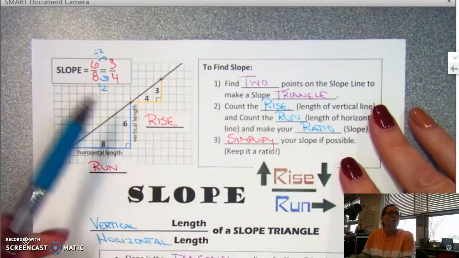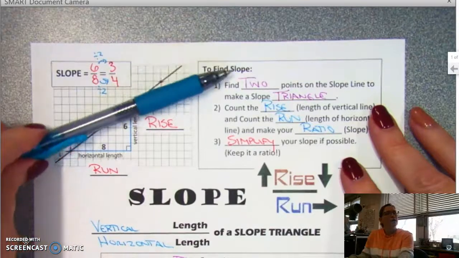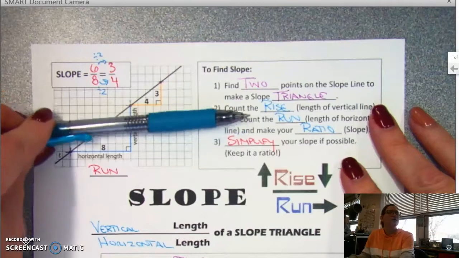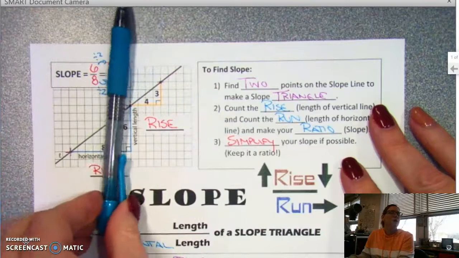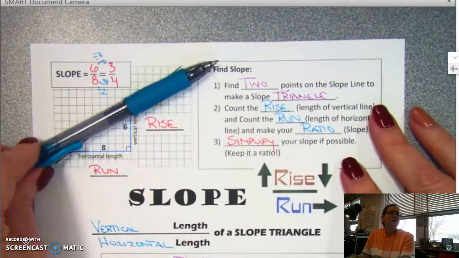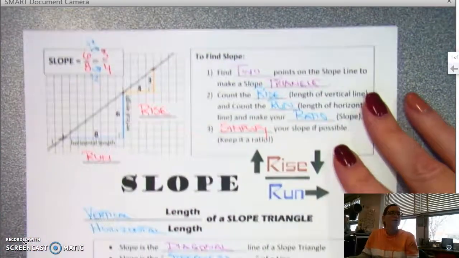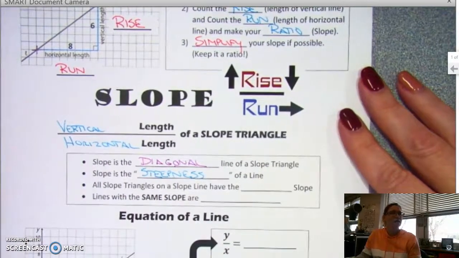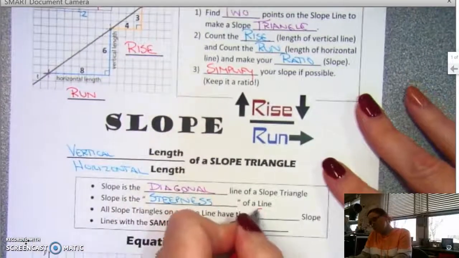One thing to keep in mind, the smaller the fraction, the closer your line gets to being flat, being horizontal, and the steeper your line, the higher that number is until it gets completely vertical. So you can take a look at what kind of slope you have based on what kind of fraction you have, and you can see the difference of those slants. All slope triangles on a slope line, as you notice, have the same slope.